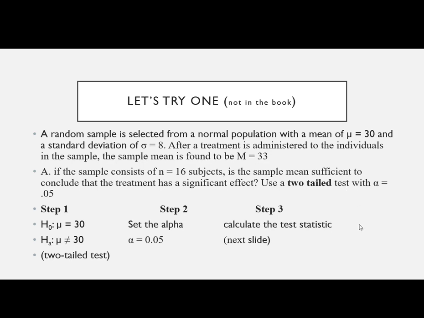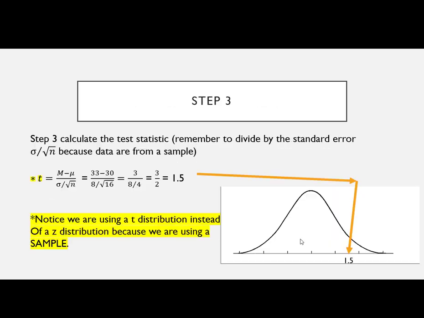But we're going to use a two-tailed test for this one. So step one is to state the null and the alternate hypothesis. The null is that the mean is 30, so mu is equal to 30. The alternate is, and I told you to use a two-tail, that mu is not equal to 30. Alpha is easy, we always set it at 0.05. Then we calculate the test statistic.